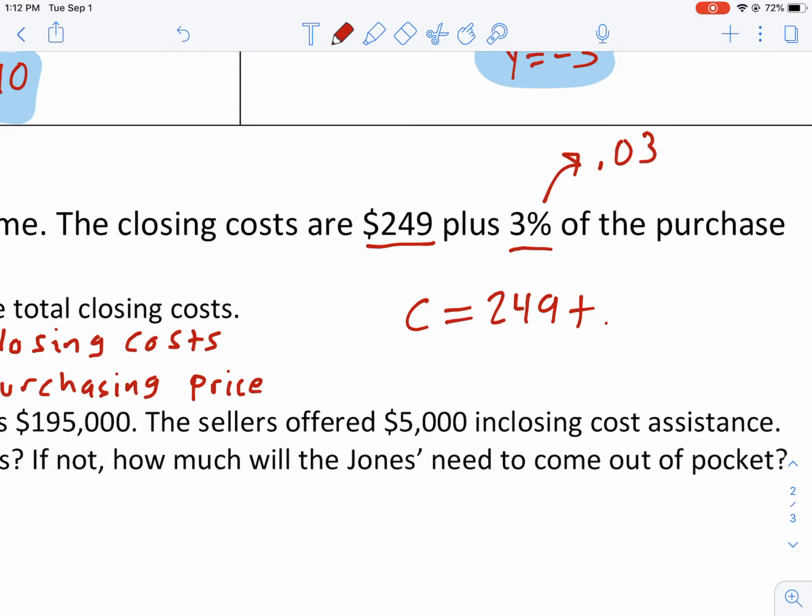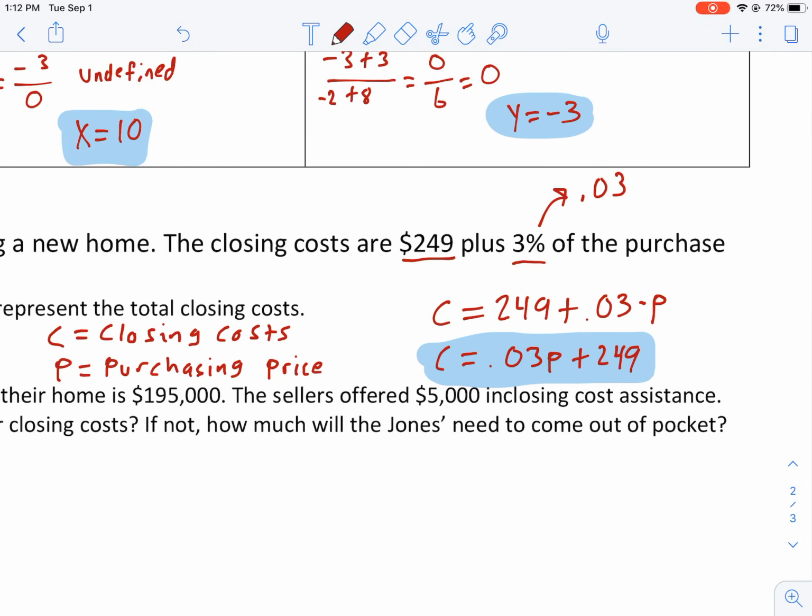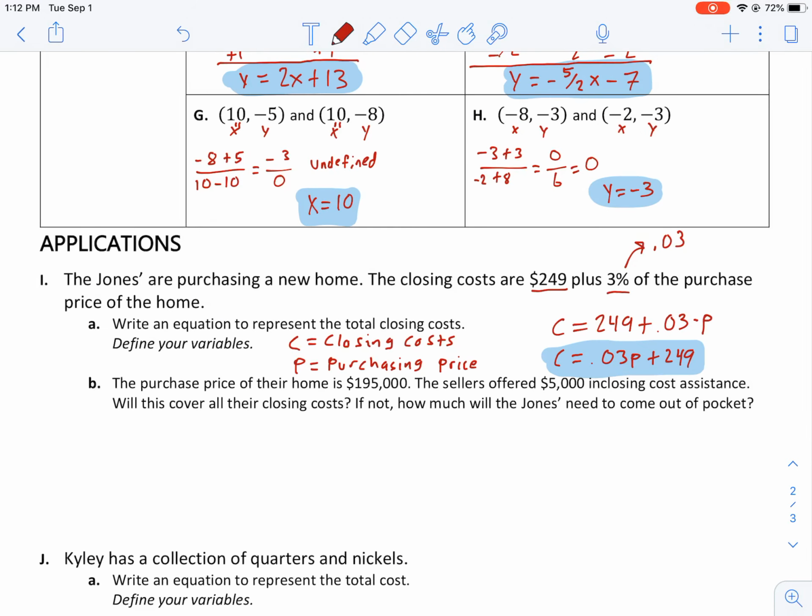So we're going to have 0.03 times the purchase price of the home, which we called P. If we want to rearrange this, we could rearrange it to C equals 0.03P plus 249. And you should be able to recognize that this is in fact in slope-intercept form. So that's our equation. Now they're actually giving us some numbers to plug in.